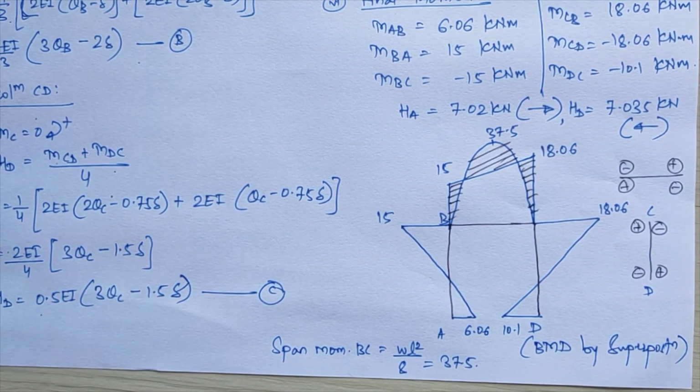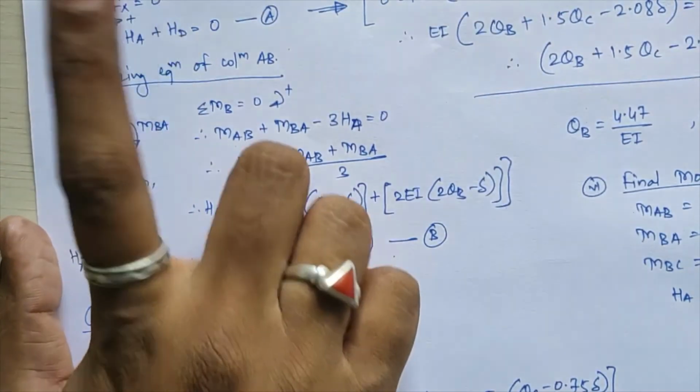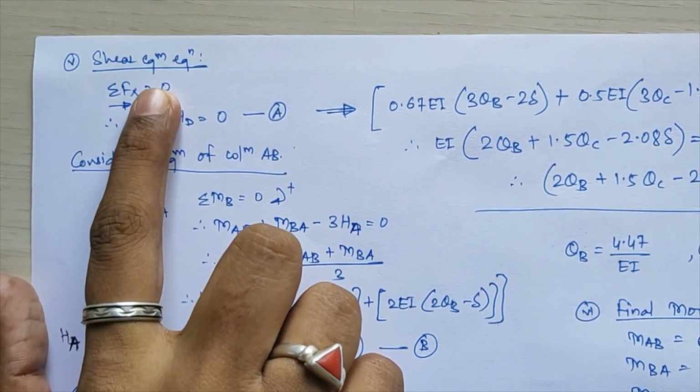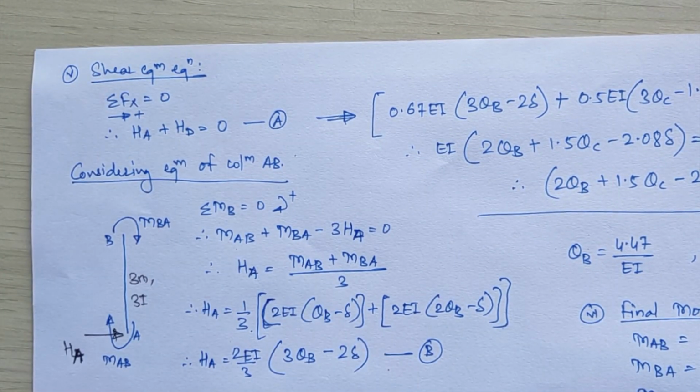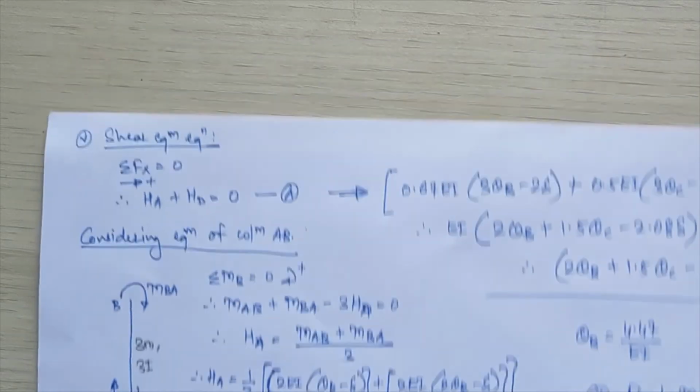Normally you have to follow the same steps as for the non-sway type of portal frame, but only one step is added, that is the shear equilibrium equation step. If you understand that step, then it is better. If you are not getting it yet, you can comment in the comment box.